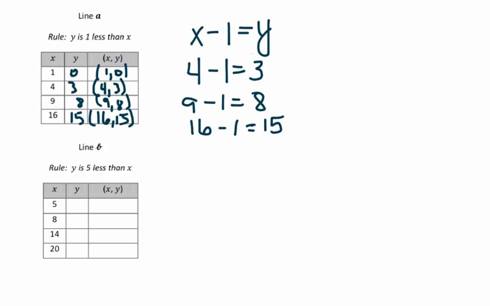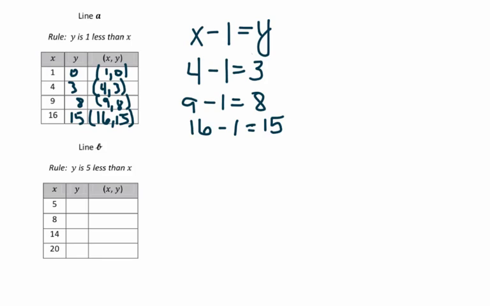And our points for when x is 9, y is 8. So our point or our coordinate pair would be 9, 8. And then if x is 16, y is 15, and the coordinate pair would be 16, 15.